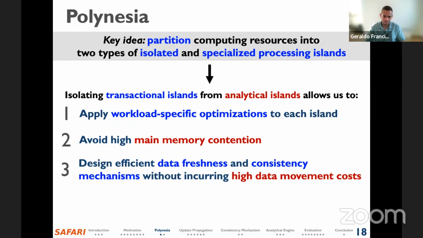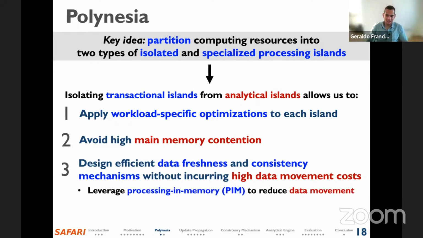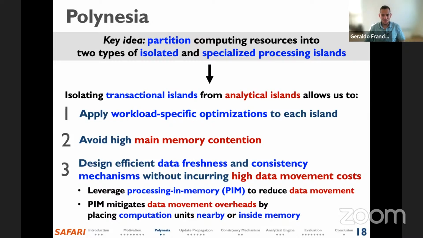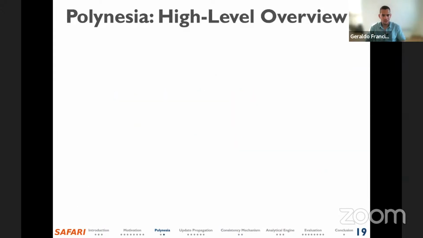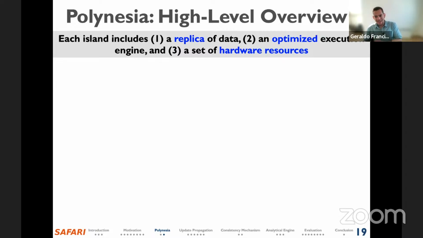at low cost. So Polynesia leverages processing-in-memory techniques to reduce the data movement caused by data freshness and data consistency mechanisms. Processing-in-memory can mitigate such overheads by adding computing units near or inside the memory device. In this case, we are going to use a 3D stacked memory device. So based on the concept of processing islands, we propose Polynesia, a hardware-software co-designed HTAP system. Polynesia includes tailored transactional and analytical islands that include a replica of the data, optimized execution engines, and a set of specialized hardware resources. Next, I'm going to briefly describe the main components of Polynesia.